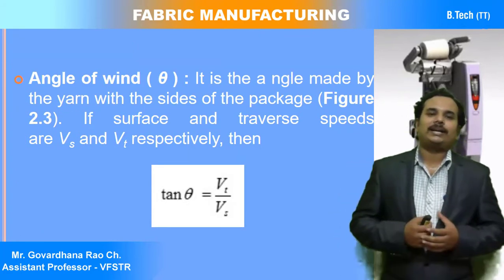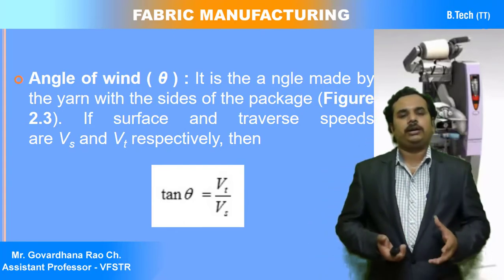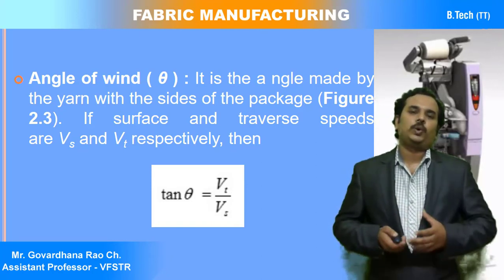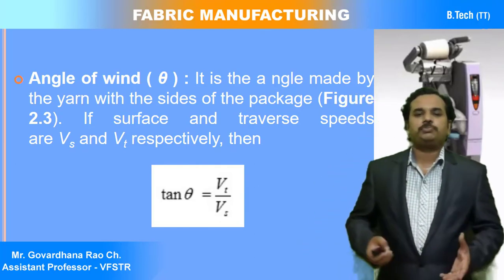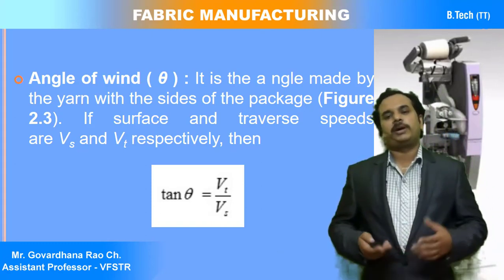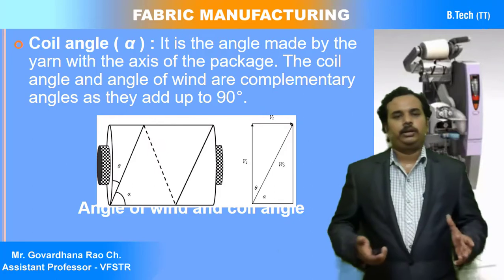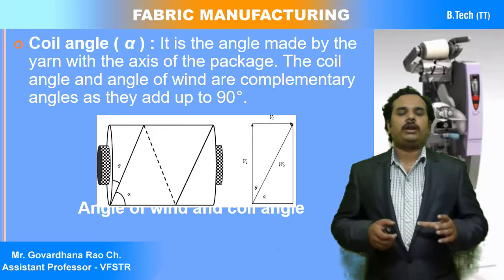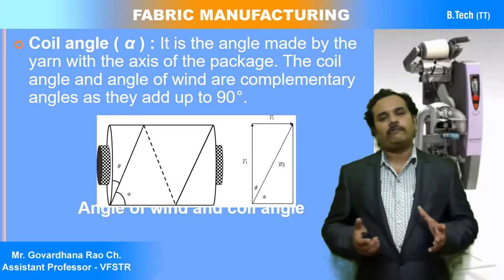Now what exactly is the angle of wind? Angle of wind is made by the yarn with the sides of the package. So tan theta is equal to Vt divided by Vs, that is, Vt, the traverse speed, divided by Vs, the surface speed. So traverse speed divided by surface speed is nothing but tan theta. Theta is nothing but the angle of wind. Now you can see here the angle of wind and the coil angle. In the image, alpha is the coil angle and theta is the angle of wind.